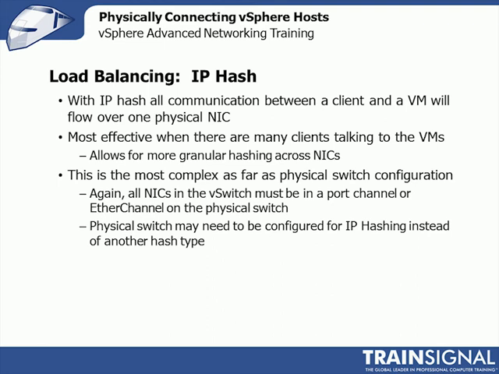If you need a single machine to talk to a single VM at more than 1 gigabit, you need to go to 10 gig. It's simple as that. The answer to that question is go 10 gig. So, simple there. It's most effective when there are a lot of clients talking to the VMs. It allows for that granular hashing. And again, it's the most complex for physical switch configuration. You need to make sure they're in an ether channel or port channel, and you need to make sure that a hashing type is set for IP source destination.